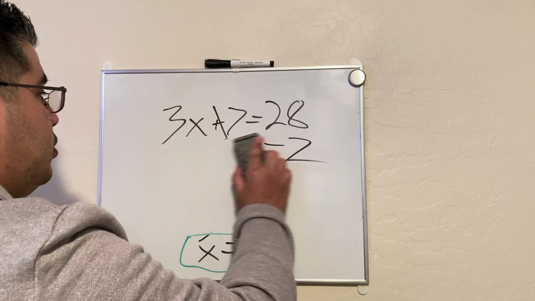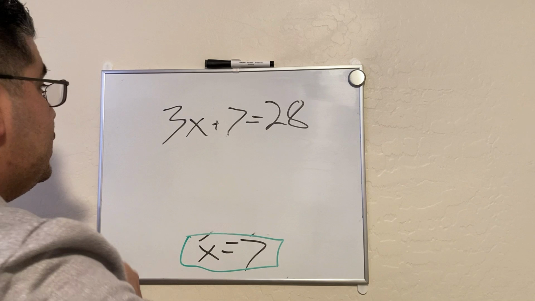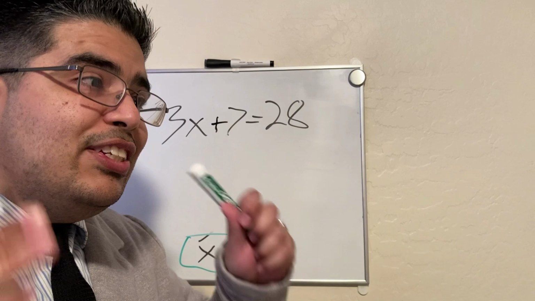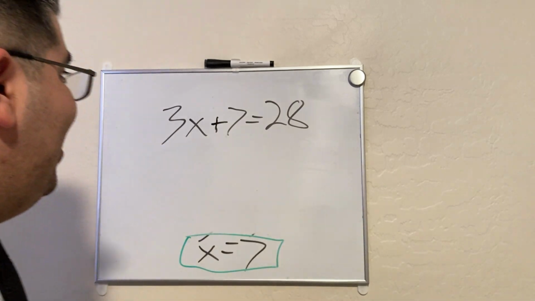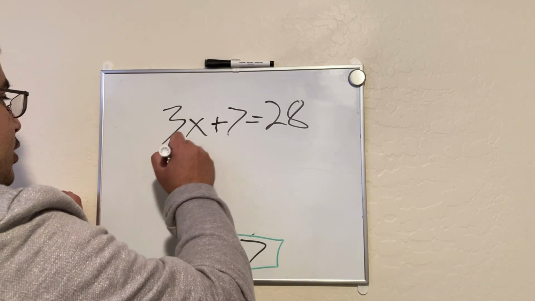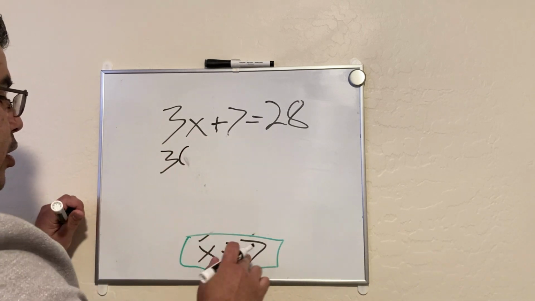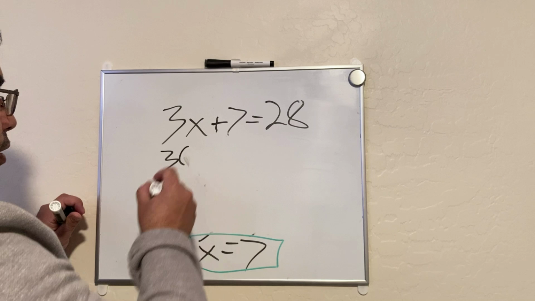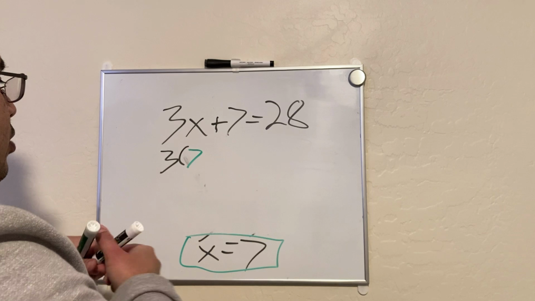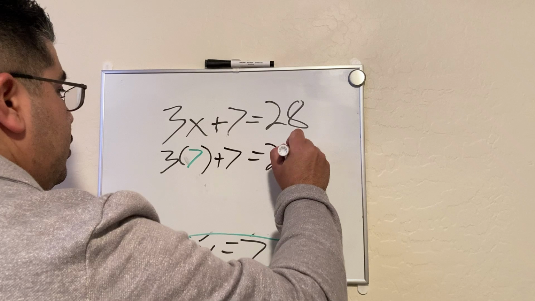Now what I'm gonna do is check that the answer is correct. This is the other reason I really like math: you can check your answers and make sure that you're doing it right. So in this case, we're gonna write the same equation, but instead of x, we're gonna plug in the number 7. We're gonna substitute in the number 7: 3 times 7 plus 7 equals 28.